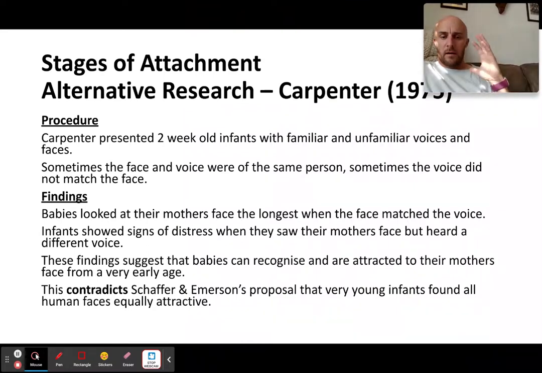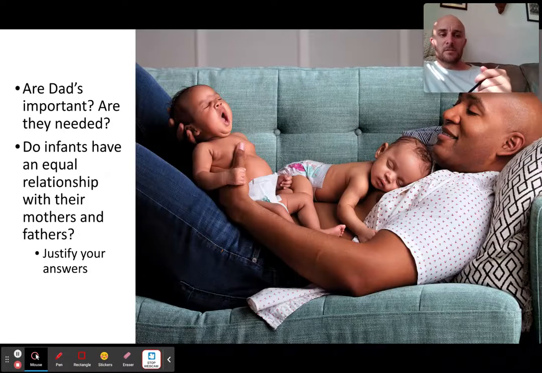And I believe they contradict. Oh yeah, it says down the bottom. This contradicts Schaffer and Emerson's proposal. Fine, right? So maybe use this.